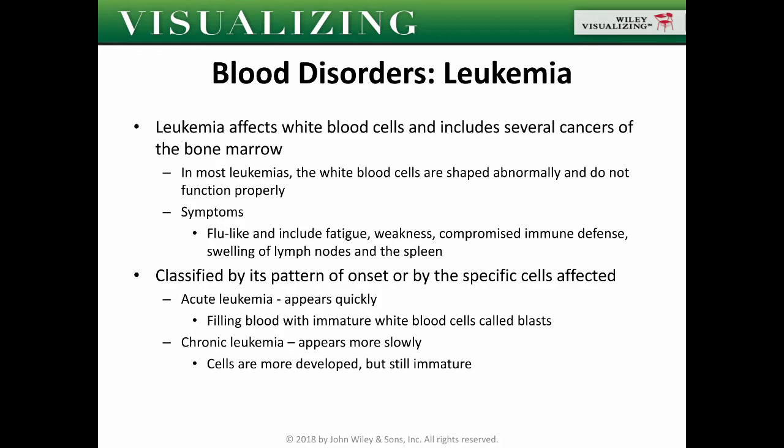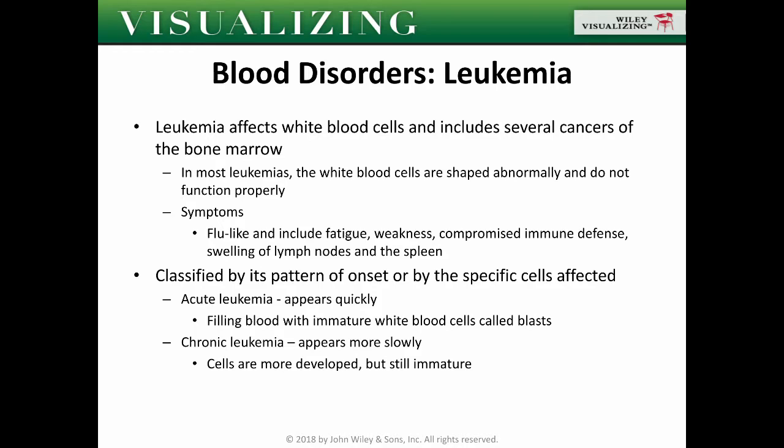Other blood disorders include leukemia. Leukemia affects white blood cells and includes several cancers of the bone marrow. In most leukemias, the white blood cells are shaped abnormally and do not function properly. Symptoms are flu-like and include fatigue, weakness, compromised immune defense, and swelling of the lymph nodes and the spleen. They are classified by their pattern of onset or by the specific cells affected.